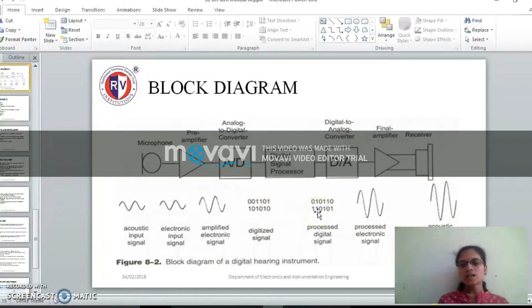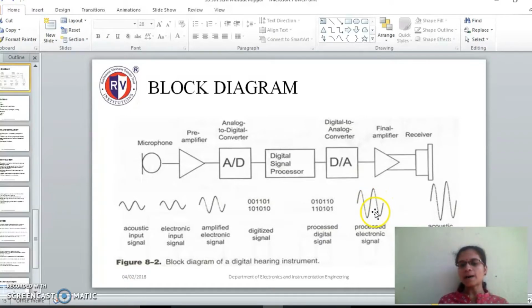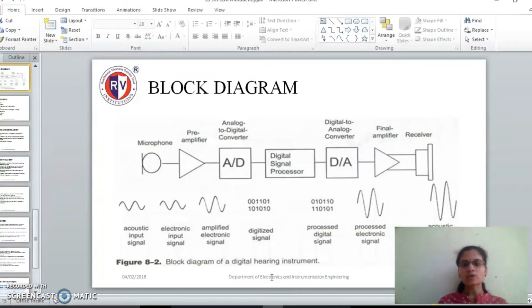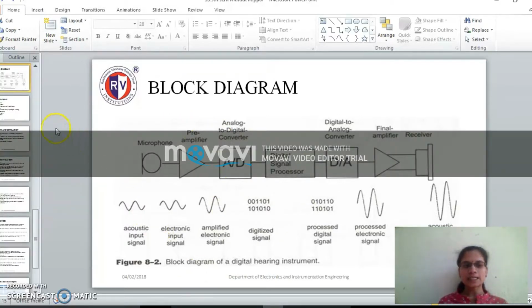After filtering, the digital signal goes to the D-to-A converter, which converts it into analog form. The amplitude of that analog form is again very small, so we increase it using a final amplifier. Then the receiver receives that sound. This block diagram is just like when you are talking on your phone and someone is talking on the other side, and we have to receive that sound. These things happen in a fraction of a second, which we can't even imagine. This is an example of the instrumentation of the block diagram of the digital hearing instrument.